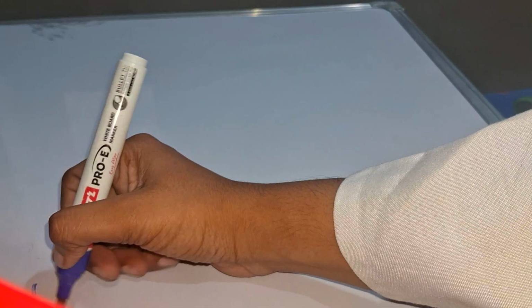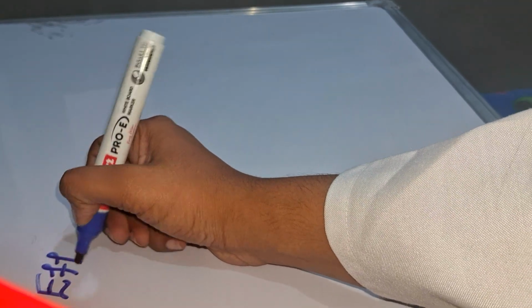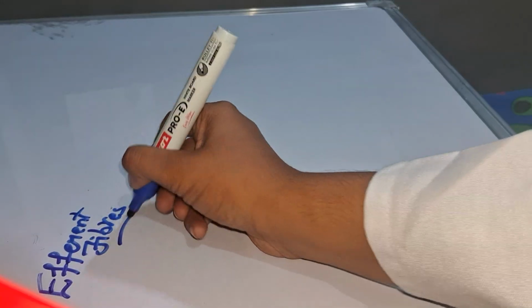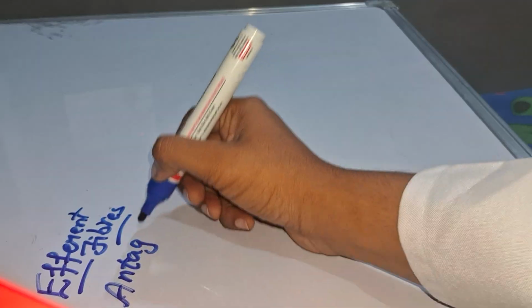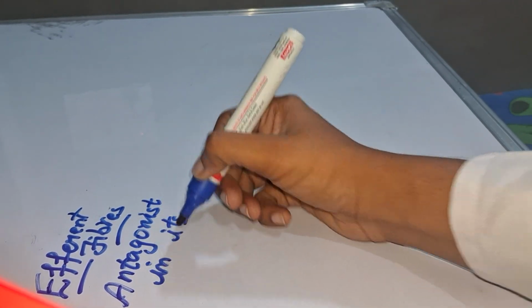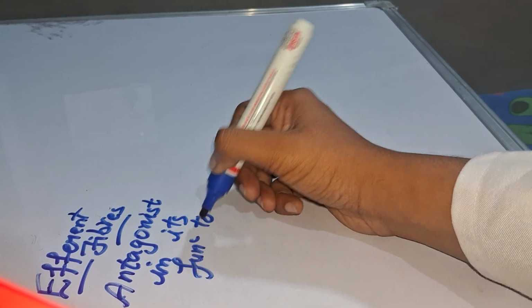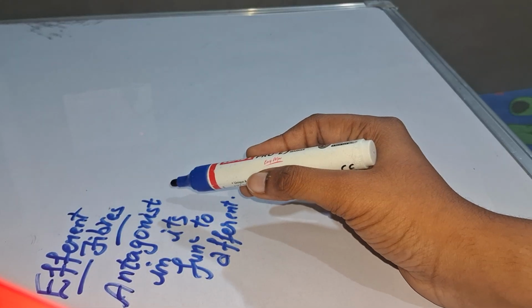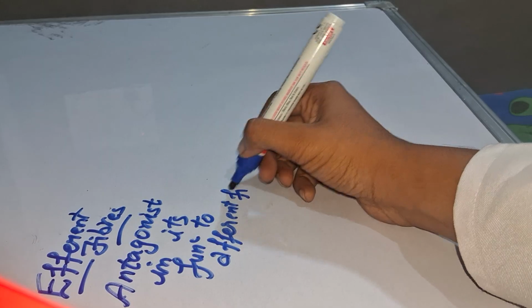Coming on to the efferent fibers. Efferent fibers are the antagonist in their function to afferent fibers. Antagonist means against. Okay, means their function is opposite to that of afferent fibers.